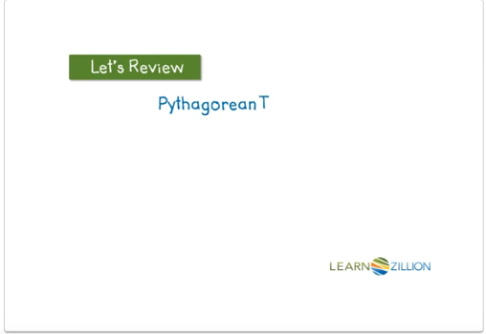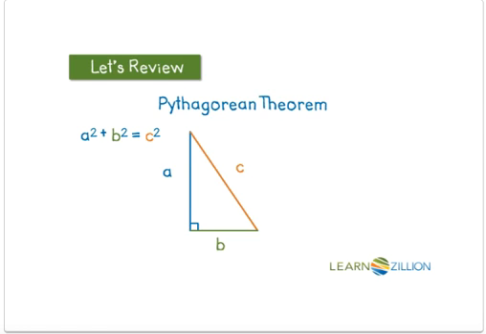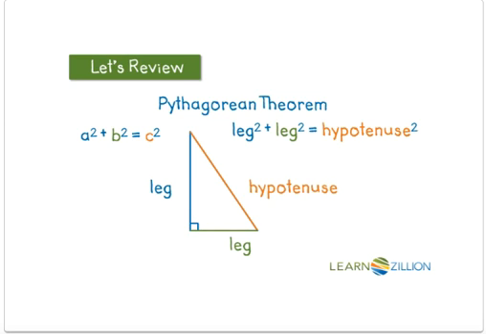Another thing I want to go over is the Pythagorean theorem. So remember, we can use the Pythagorean theorem to find the length of sides for right triangles, and you can use either formula. a squared plus b squared equals c squared, where a and b are the legs and c is the hypotenuse. Or you can use another formula, leg squared plus leg squared equals hypotenuse squared, identifying the legs of the triangle and the hypotenuse. So either one you can use, it's fine.